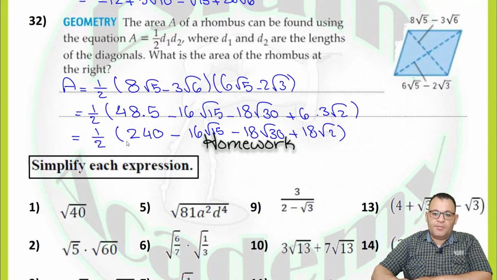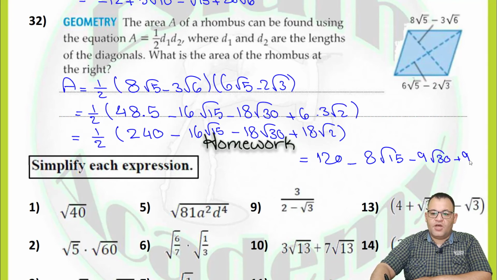Now if you need to multiply by 1 over 2, you will use distributive property. So the answer now will be half times 240 equals 120. Minus half times 16 equals 8 root 15. Half times 18 equals negative 9 root 30. Half times 18 equals positive 9 root 2. And that's all about the lesson of today.